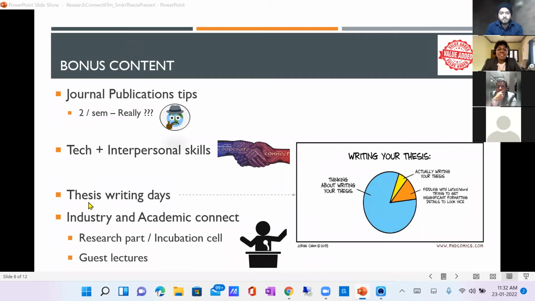And this is an interesting portion, thesis writing days. So this is from phdcomics.com, right? During our college days, we always see PhD Comics, and each and everything will be funny, because the journey is very tough.